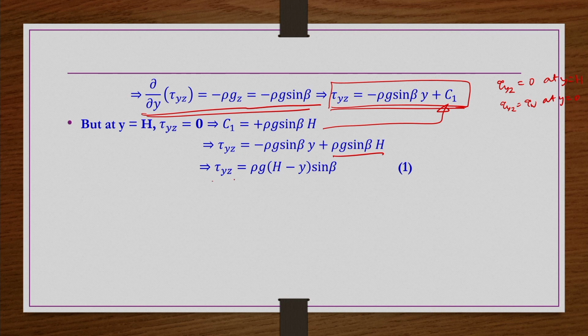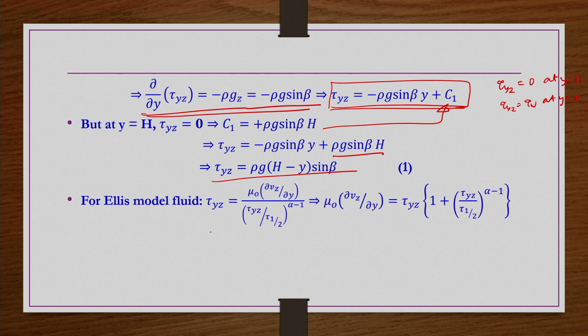So, tau yz is equal to rho g (h minus y) sin beta. Once we have this expression, we can apply the next step, the rheology of the fluid, to get the velocity distribution. For this geometry, we are taking an Ellis model fluid. For the Ellis model fluid, tau yz is this one; this we already know.